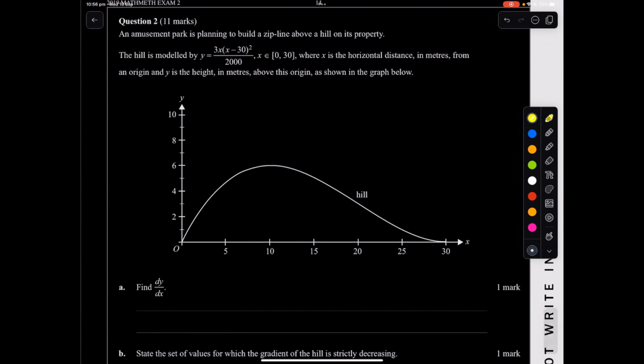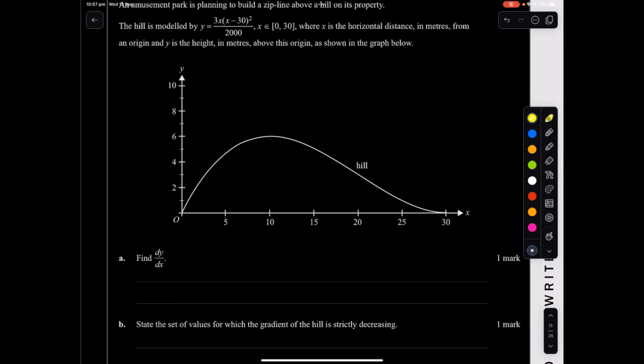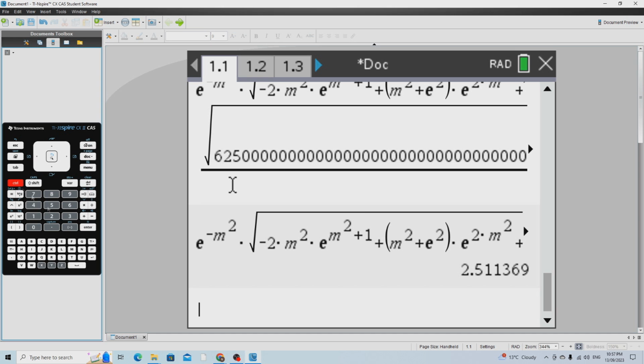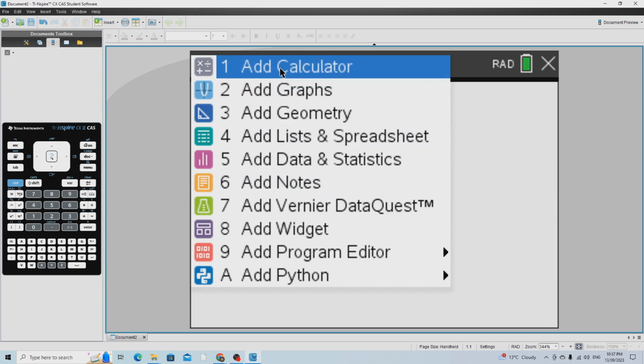Question 2. An amusement park is planning to build a zip line above a hill of its property. The hill is modeled by this from 0 to 30, where x is the horizontal distance in meters from the origin and y is the height in meters above the origin as shown. Find dy/dx. Okay, so I'm going to just Control N this and define the new function.